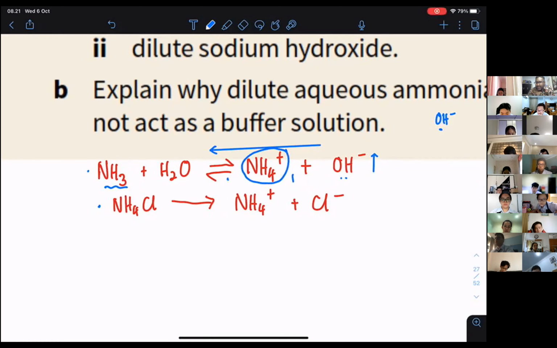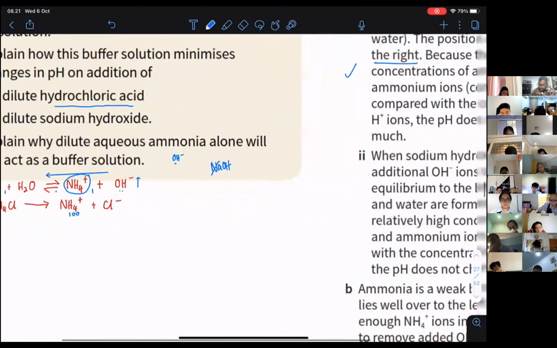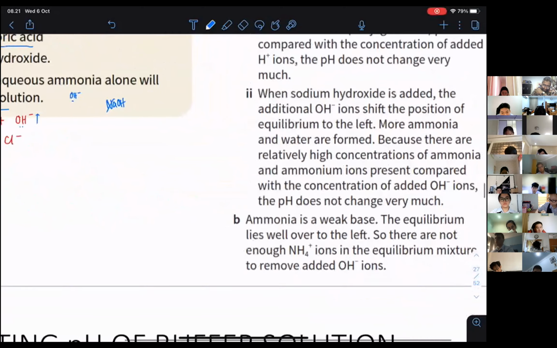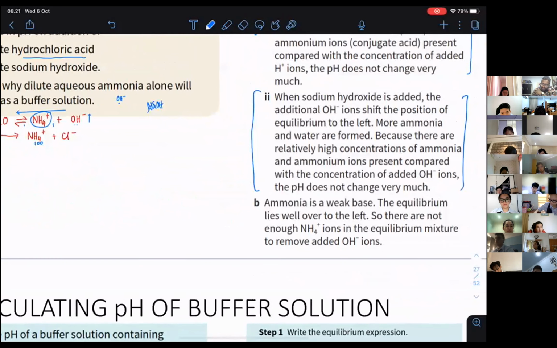When that is decreased, you have a large supply, 100. A decrease of 1 is not going to matter a lot. The same thing, you are going to form a lot of ammonia, but I have a lot of ammonia. An increase of 1 is not going to affect the 100 of ammonia. Coming back here, you read. Done. It's the same thing.